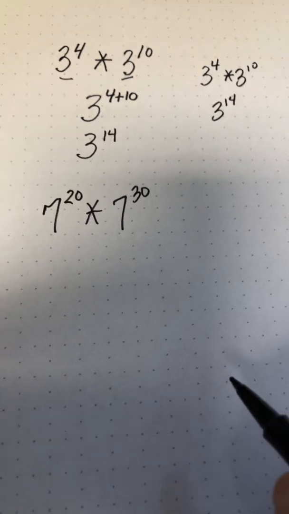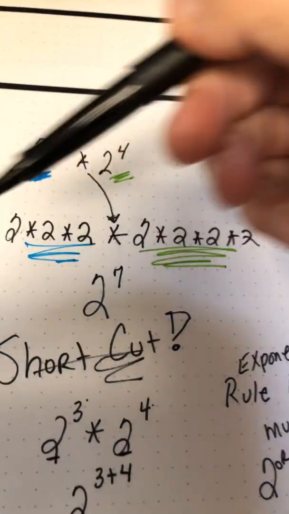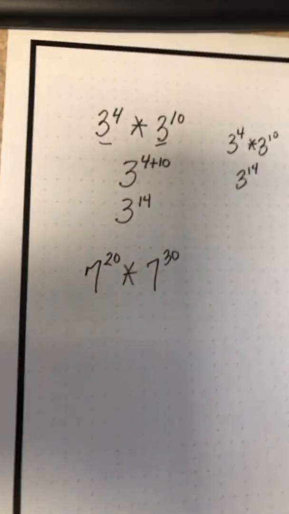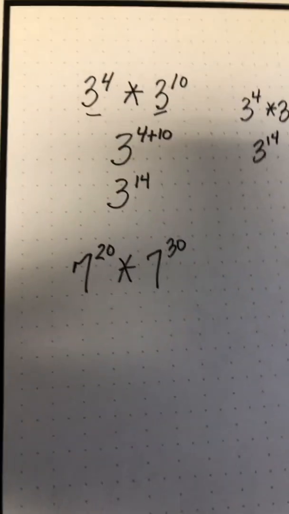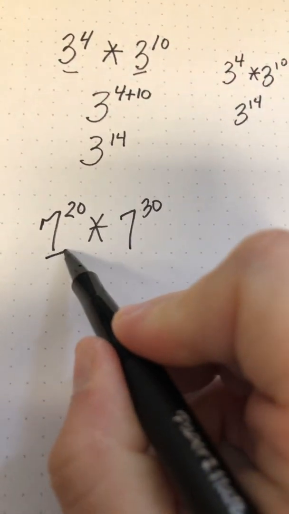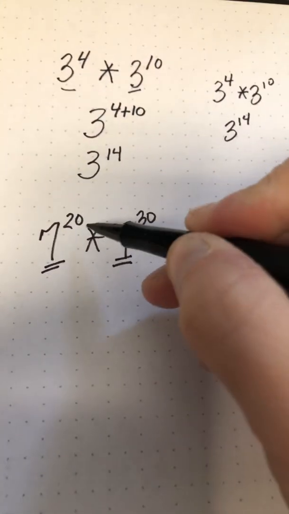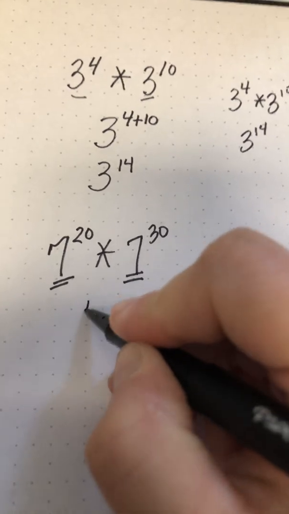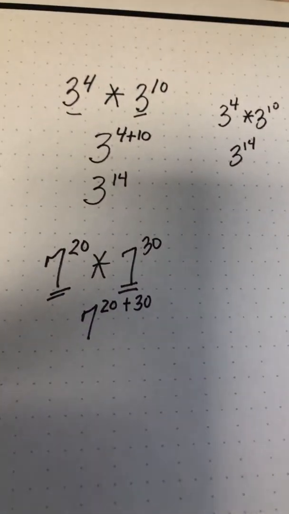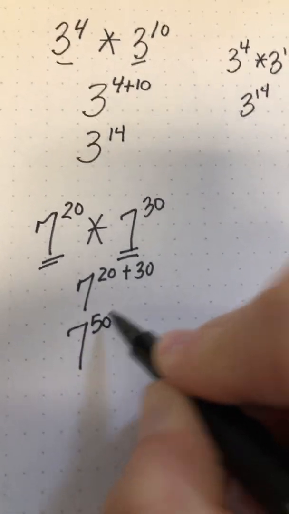I really do not want to write them out in expanded form like this because that's a lot of 7s. So I'm going to use my shortcut rule, which is, remember, any exponent multiplied by an exponent with the same base, we add the exponents. So I'm going to keep the base and add 20 plus 30. So my answer is 7 to the 50th power.